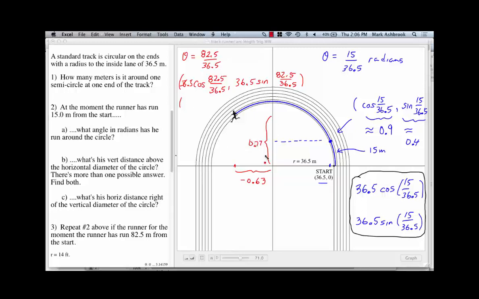And so then, since those are fractions of the radius, multiplied by 36.5 gives us those same equivalents in meters, and that's his true coordinates. If we have this reference here, 36.5, these coordinates are in meters.